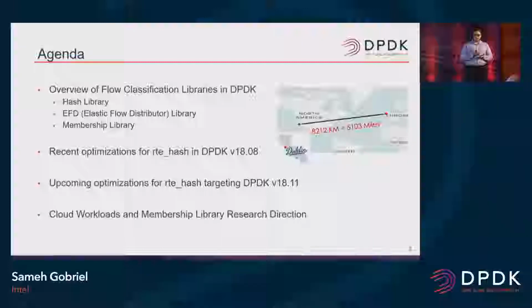Then next, I will talk about optimization that we pushed in version 18.08 for concurrency, which will be very related to the next topic. I'm very interested in listening to the next topic. And then a few optimizations that will go into 18.11. If I leave here early, this will be posted tonight. And then some of the research directions that we are going to and how to use this library for some cloud workloads. And this is the part that I would really appreciate your feedback on.